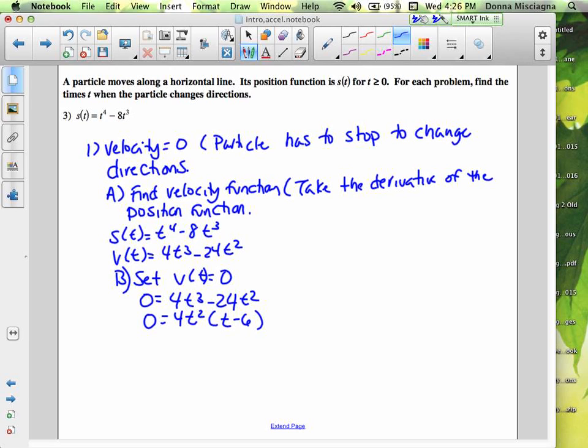And so we have two solutions here. So we have 4t squared equals 0. Then t is 0. So our particle starts from rest. And t minus 6 equals 0, so t equals 6. Okay. So that's our critical point there when our particle isn't moving. And so now let's do a sign chart. So the next thing we need to do is complete a sign chart.